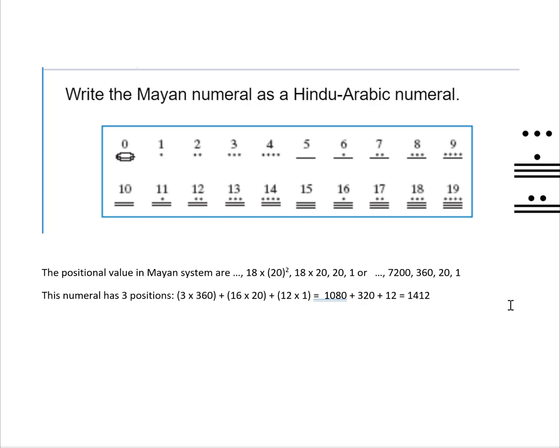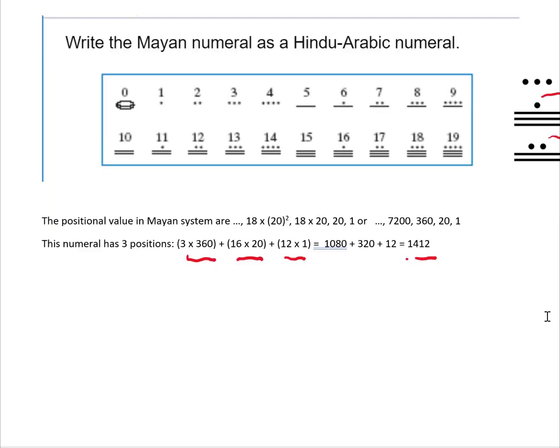And so this particular numeral has 3 parts to it. We see the top part, which is going to be 3 times 360. So I've written that here, 3 times 360. Then I drop down to the next positional value, and it's going to be 16 times 20. And then finally, I've got 12 times 1. If I multiply and add those all up, I get the number in our system of 1,412.